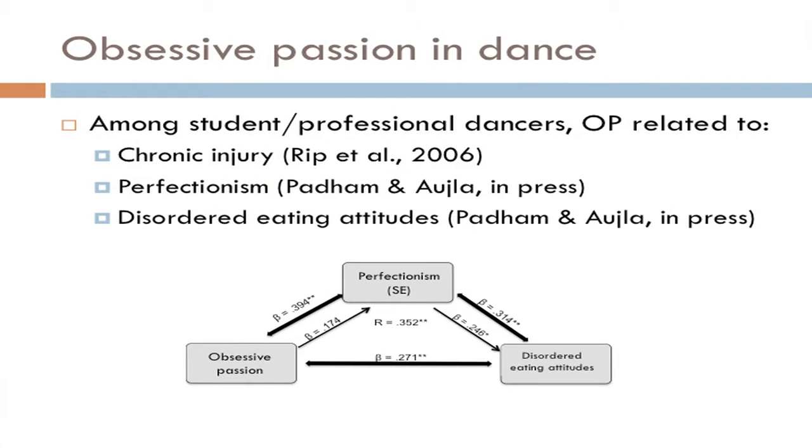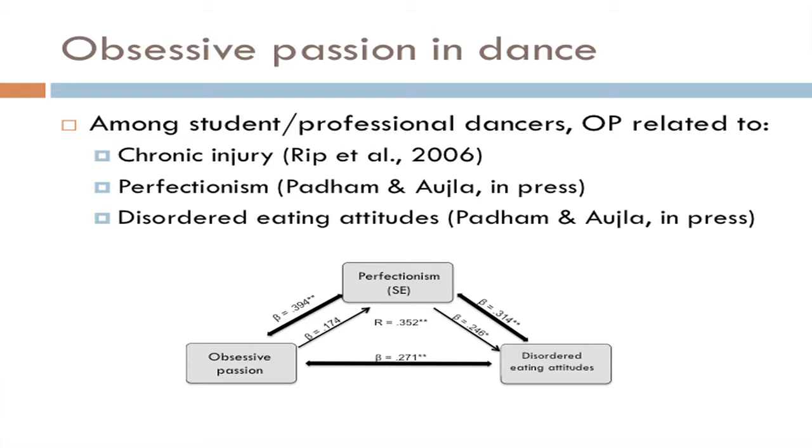And I just want to take a moment to zoom in on obsessive passion and look specifically at the research that's been conducted in dance. First of all, one of the first studies that related passion to dance was looking at injury. And the researchers found that among student dancers, those high in obsessive passion tended to report a greater number of chronic injuries. Now, what they also found was that these dancers tended not to seek treatment. If they did seek treatment, they didn't always follow the advice that they were given, and they were very unwilling to stop dancing.